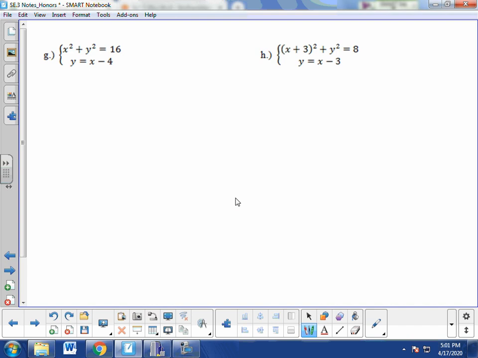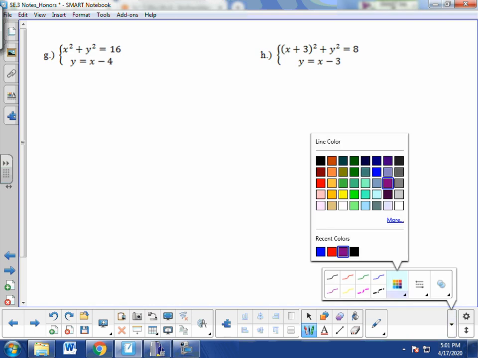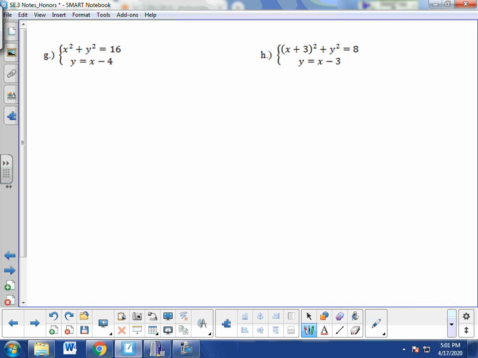Okay, so for G, hopefully you noticed that one of the equations was set equal to y. We need to set the other equation equal to y. So in the numerator, we do need to subtract x squared from both sides. So y squared equals 16 minus x squared. Now we do need to square root both sides to get rid of that squared. So remember, when you square root in the process of solving, it comes with a plus or minus.